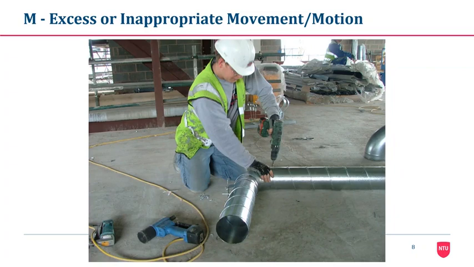In this photo, the operative is twisting and bending awkwardly, and he is kneeling without knee protection. The method of work here has not been thought through, and no facilities are provided, for example, a workbench. How long do you think it will be before he has difficulty bending and kneeling?